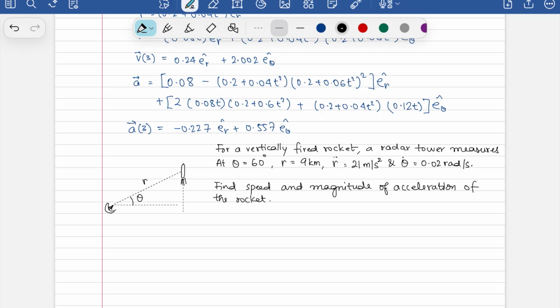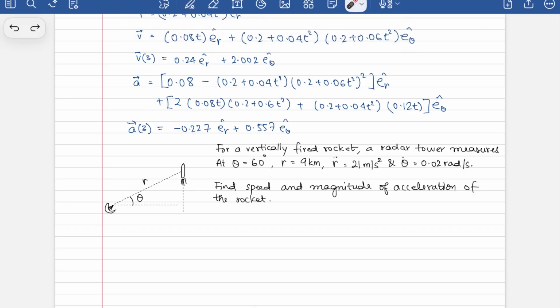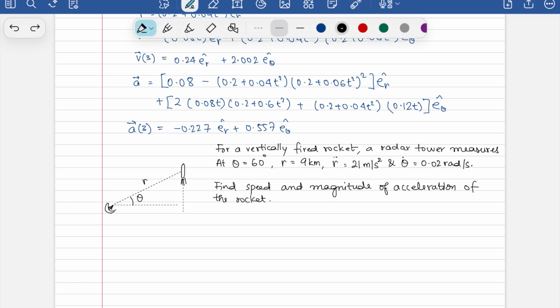Okay. The clue here is that it's a vertically fired rocket. That kind of constrains what is the actual velocity of this rocket. It is going to be in this direction. Acceleration is also going to be in this direction. These are your clues. Now try and attempt to obtain the answer for what is the magnitude of acceleration and speed. I will now solve the problem. I hope that you paused and then you tried to solve this yourself.